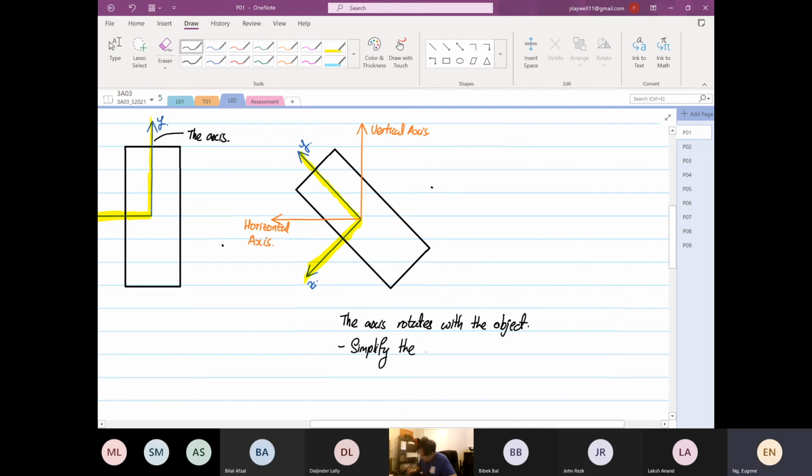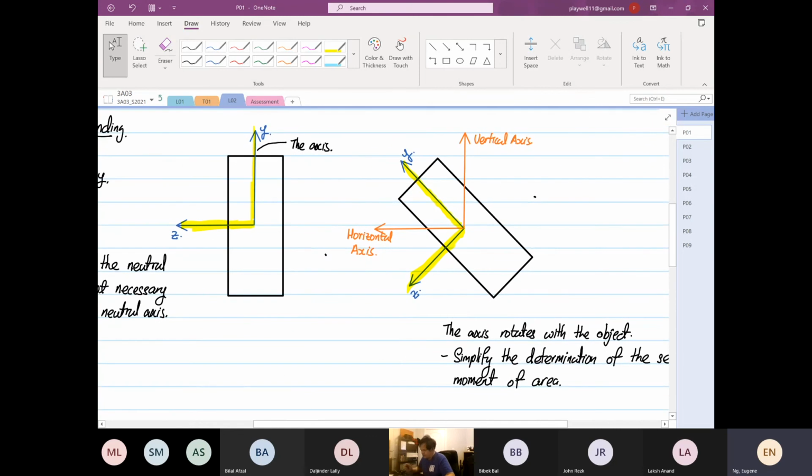the determination of the second moment of area. Right? If you look at our structure now without rotation, okay, without rotation, so I'm referring to this diagram over here now, right?